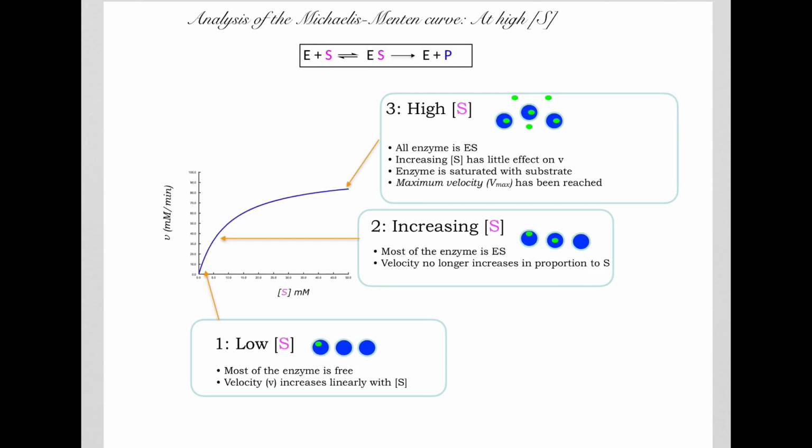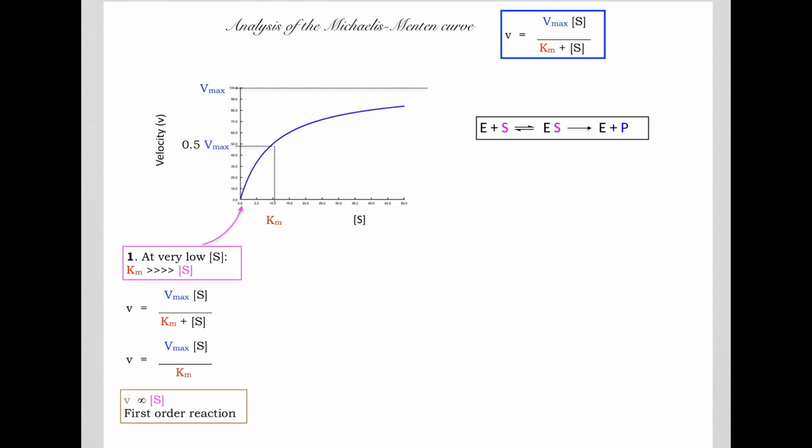So to summarize, at one extreme, we have a linear relationship between the velocity and the substrate concentration, and at the other extreme, the velocity does not depend anymore on the substrate concentration. We can also analyze the Michaelis-Menten curve using the Michaelis-Menten equation. So this is the Michaelis-Menten equation. The initial velocity of the reaction depends on Vmax multiplied by substrate concentration divided by Km plus the substrate concentration.